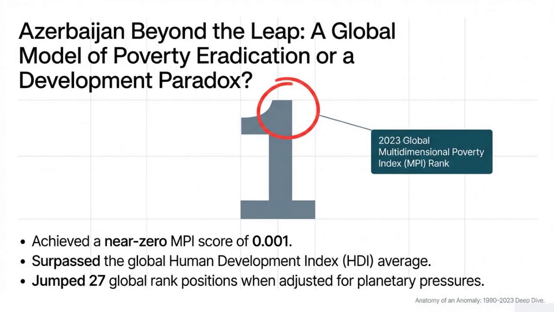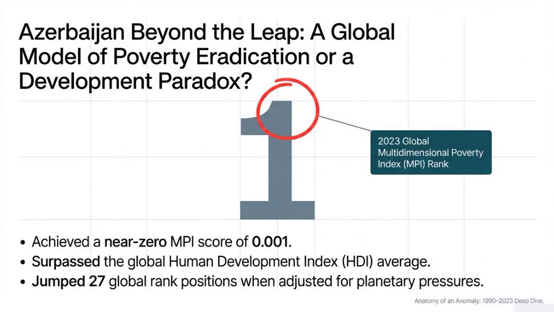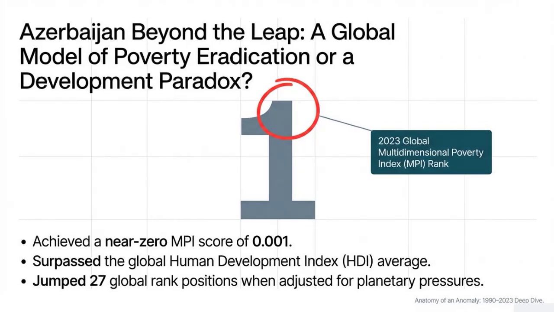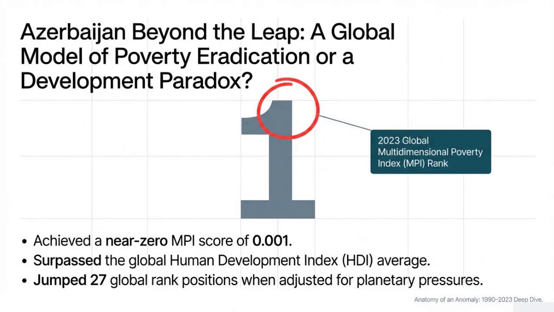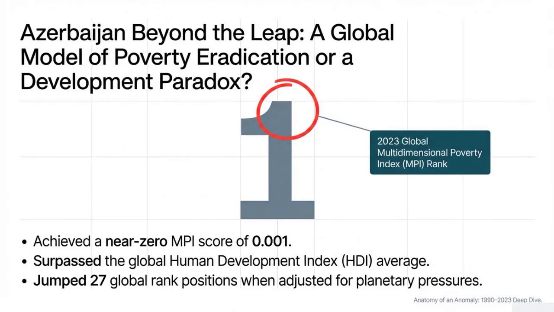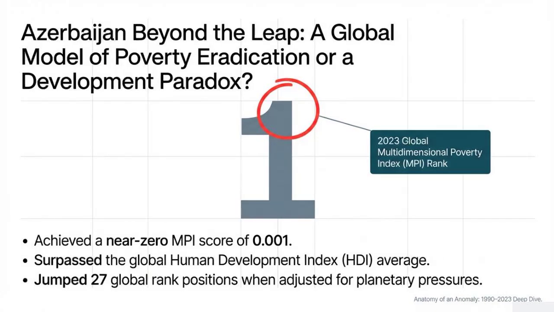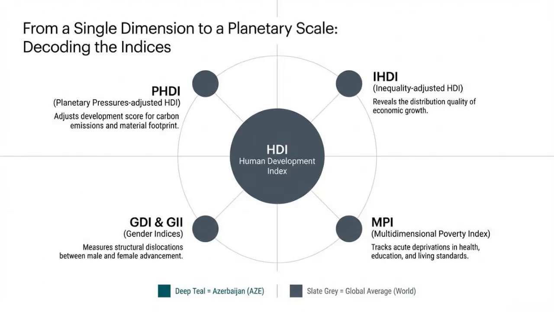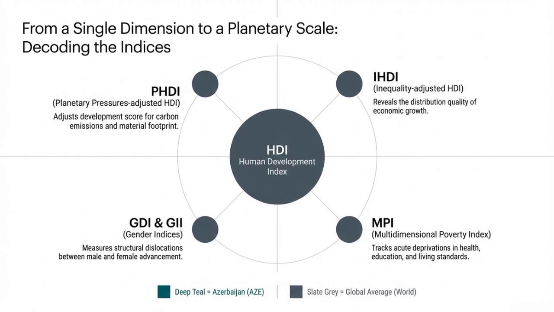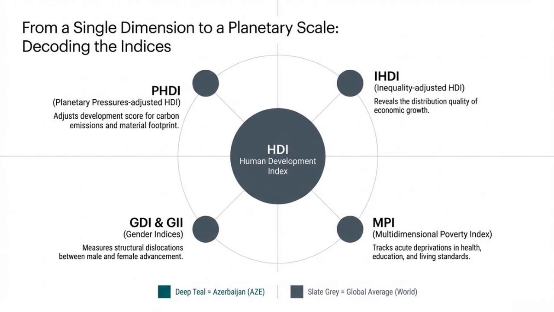And our mission for you today is to basically dissect these 3 decades of statistical evidence. Which is a lot of data. Oh, it's a mountain of data. But we're trying to answer a single, incredibly complex question. Is Azerbaijan the ultimate global blueprint for poverty elimination? Or are we looking at a vastly complex development paradox? It's a great question. And to figure that out, we are deploying a very specific set of analytical lenses today.